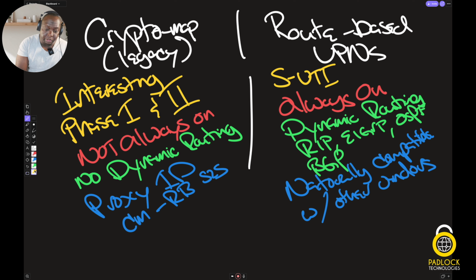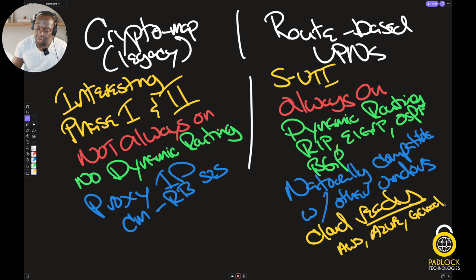The other benefit is this is definitely cloud ready. Route-based style VPNs, anything from AWS, Azure, Google Cloud, if you're using that, those are going to be route-based style VPNs. They don't really do crypto map style VPNs. And again, it's the same problem if you're running a crypto map style VPN to something in the cloud that's a route-based VPN, you run into problems with that.